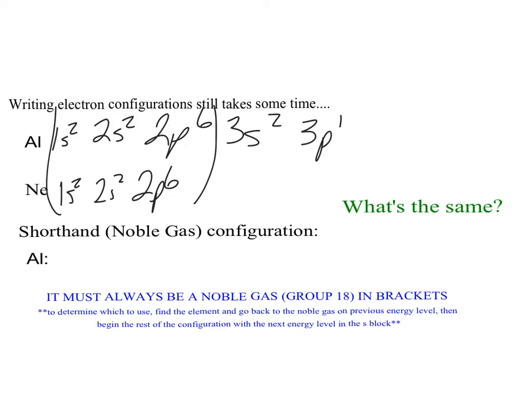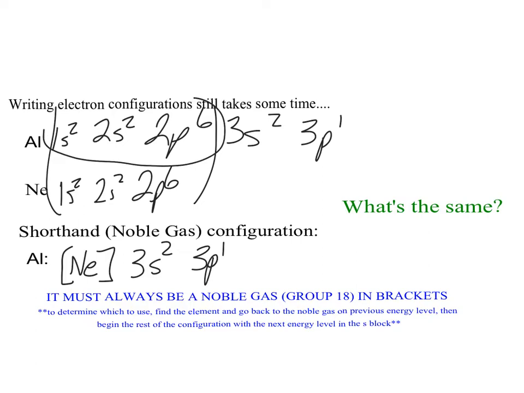Which means we can basically take that whole first chunk for aluminum and shorthand it. We can put the noble gas in brackets to essentially say everything there is the same thing that you would write for neon. Treat it like a checkpoint in the periodic table. Every time you get to a noble gas, you can use that as a starting point if you're doing shorthand configuration. After that, you still have to do the 3s2 and 3p1, but that whole first section is accounted for in the neon.